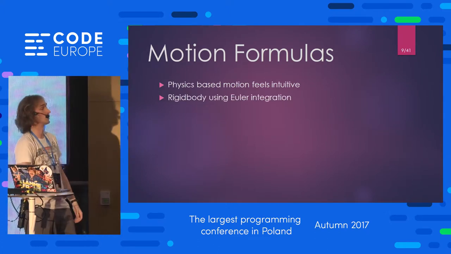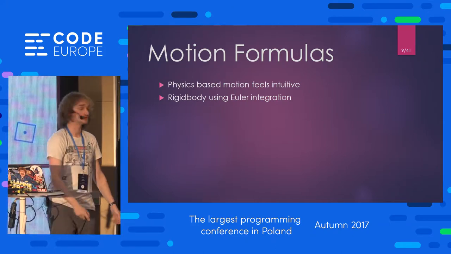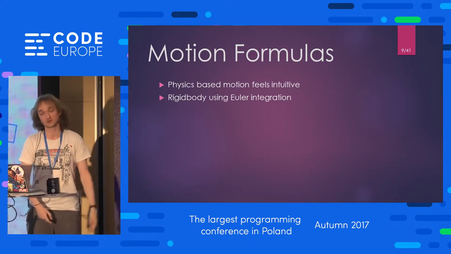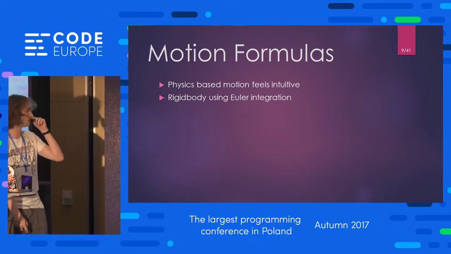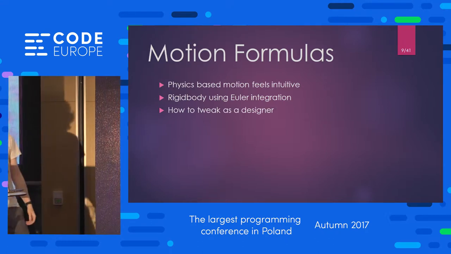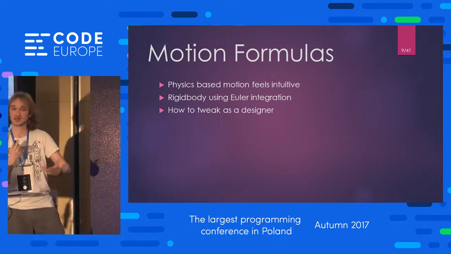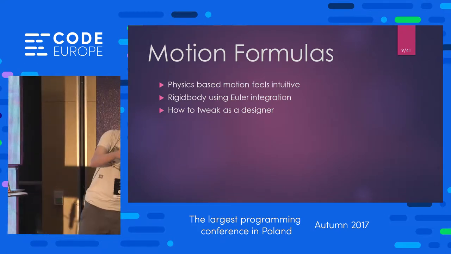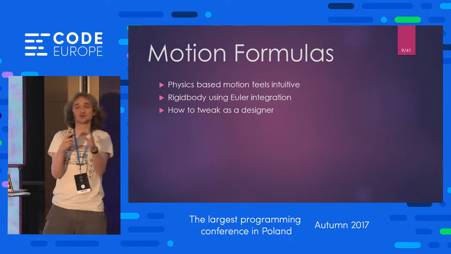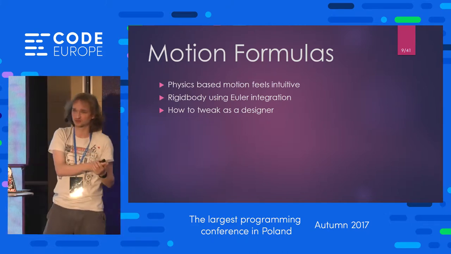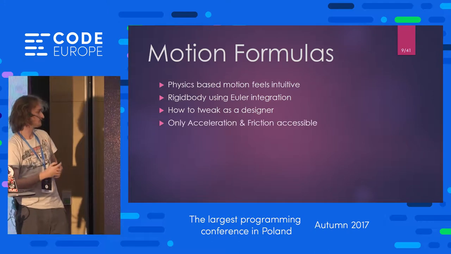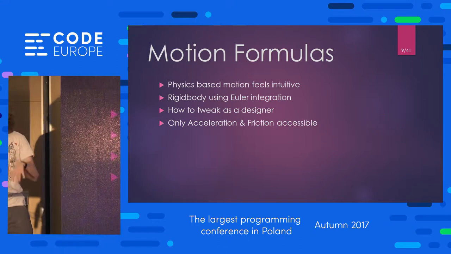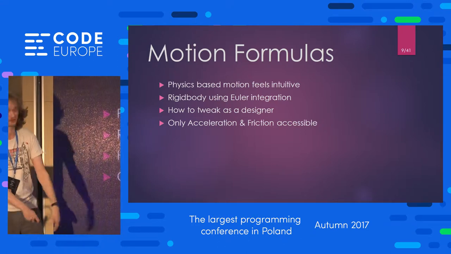We use Unity for our games. So we basically use a Unity rigid body, and that's using Euler integration, which is a very basic way of moving objects. I'll show you in a bit how it works. But the problem is, how do you tweak this as a designer? If you have any experience with making physics-based motion, things tend to start swaying around a lot because you can only accelerate them. You can't really control the velocity directly. Because you can only tune the acceleration and the friction, it's really hard, as a designer, to tune the physics of your game.